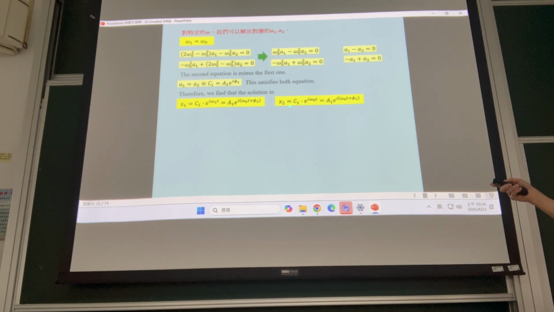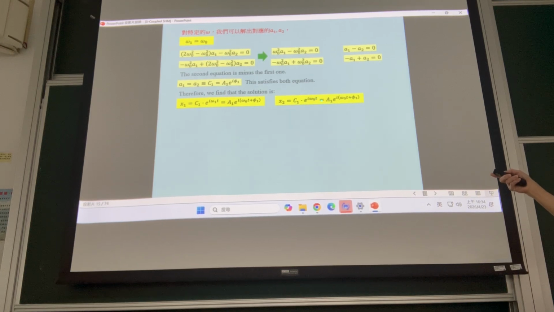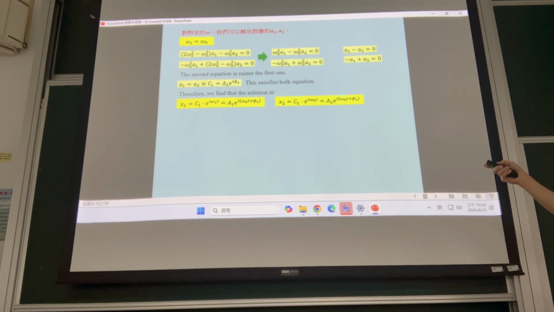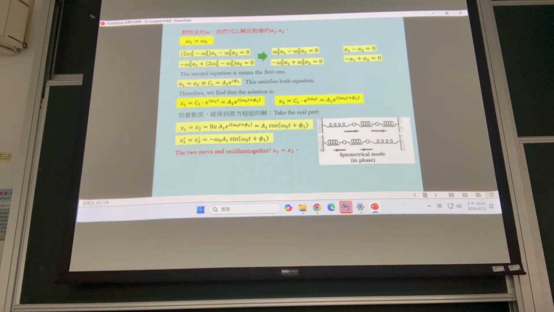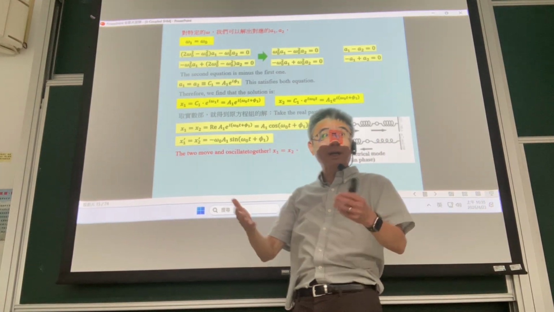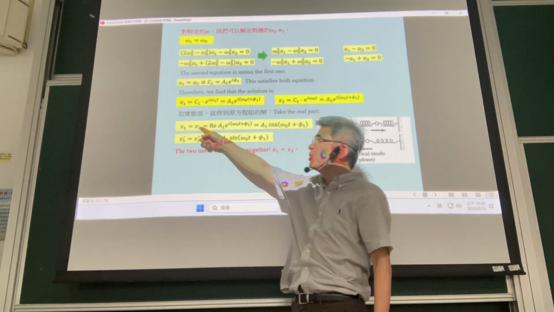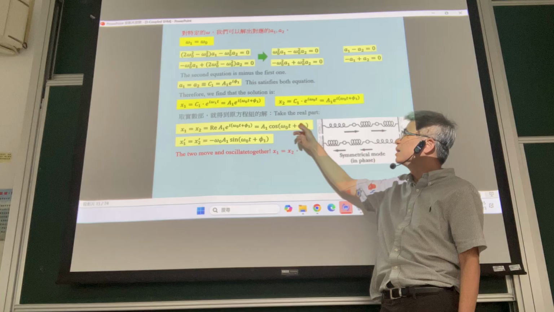Identical x2, the same story. x2 is A2 times exponential i omega t, but A2 is C1 again. Therefore, it equals C1 exponential i omega t, and you can write it as A1 exponential i (omega 0 t plus phi 1). So we solve everything we can solve. Okay, so take the real part. Remember, when I say take the real part, you know that we are at the end of our argument, right? So take the real part. The real part of this thing is A1 cosine (omega 0 t plus phi 1).